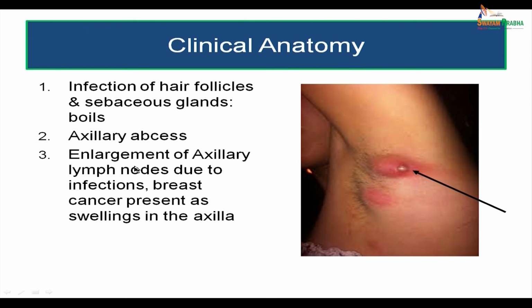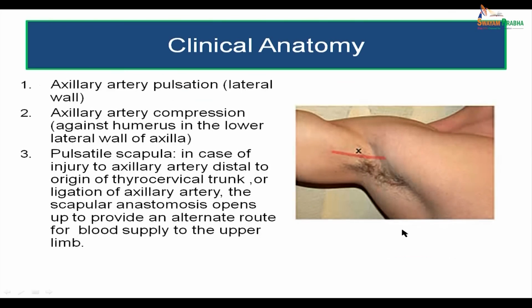In the axilla, we can also have enlargement of axillary lymph nodes, which can be due to infections or due to breast cancer. These enlargements are felt in the area of the axilla. Then we talk about the axillary artery. Clinically, we may be required to feel the axillary artery pulse. We feel it in the lateral wall of the axilla. We compress the axillary artery against the humerus bone in the lower and lateral wall of the axilla.